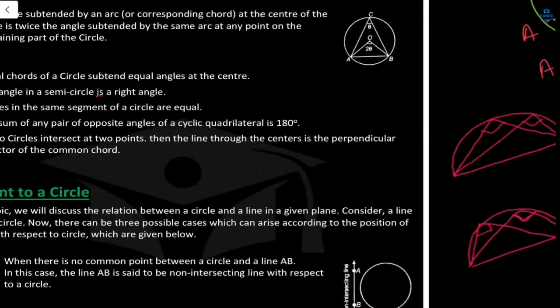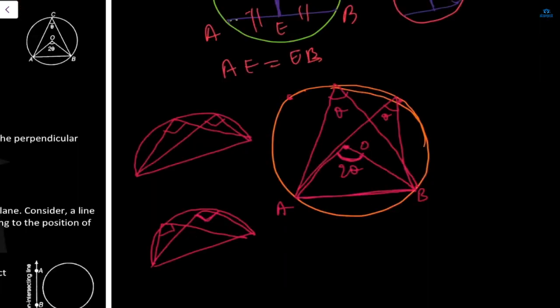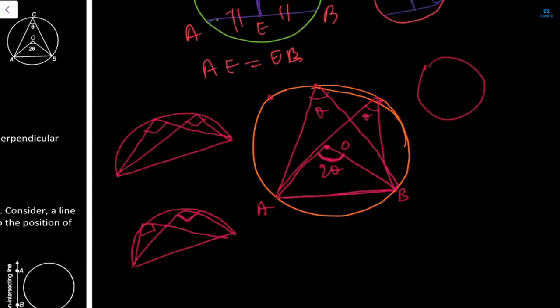Means if here is one segment and here is one segment, and both the segments are the same, then the angle will also be the same.